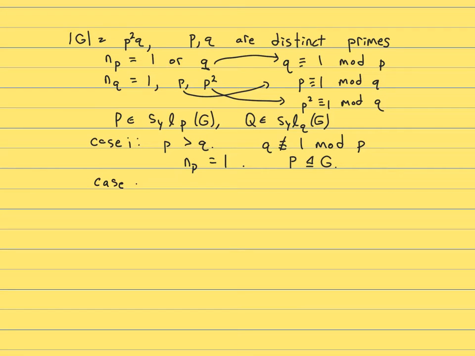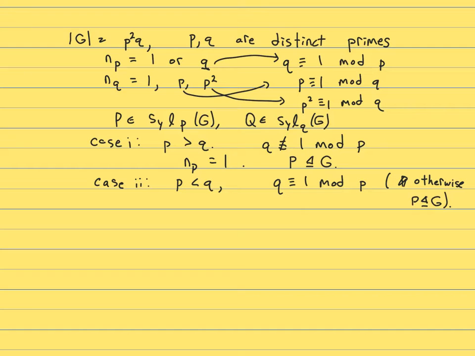All right, let's move on to case 2. Let's assume q is bigger. And we're going to assume q is congruent to 1 mod p, because otherwise we already have a normal subgroup. What happens with this case? Anything interesting? Well, if N_q is 1, we're done. So let's see what happens in these two cases.